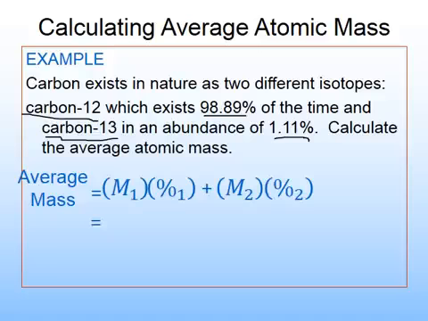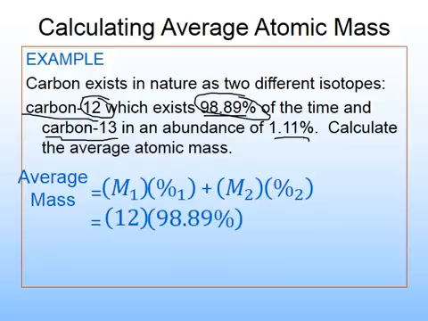So our first mass is going to be this 12 here, so we'll put that in the first bracket, and our second number is going to be this percentage isotope. I'm actually going to leave it as a percentage right now. Most of the time you'll see this number converted right away, but we're going to leave it and we'll do a conversion at the end. So we're going to multiply those two numbers together and add them to the mass of our second isotope, which is 13, and our second abundance, which is 1.11.